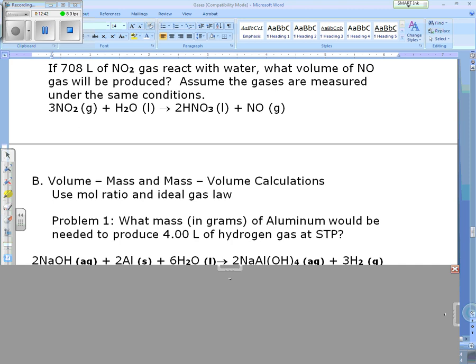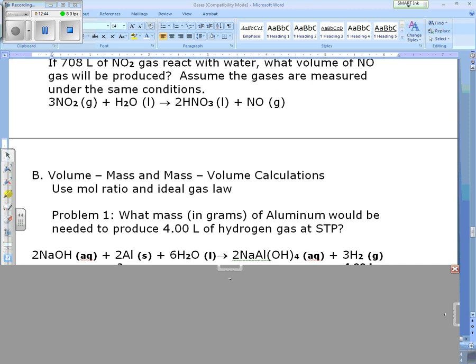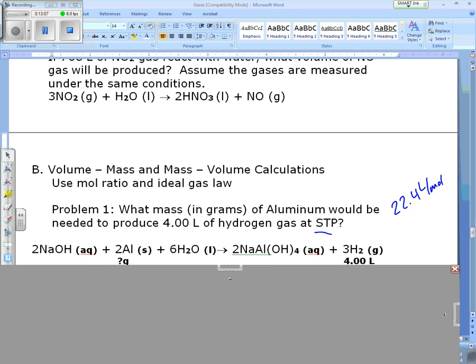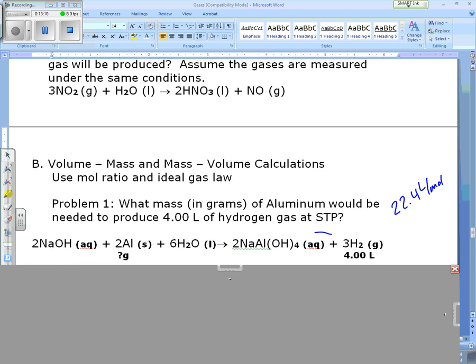All right, so this first one, I actually balanced this equation for you. Of course, you would want to balance an equation. This one's a little weird and intimidating. It says, what is the mass in grams of aluminum that would be needed to produce 4 liters of hydrogen gas at STP? Oh, it says at STP, so what are we going to use? 22.4 liters per mole. All right, we can use that. Go ahead and we'll draw a little map. And we have our grams of aluminum and our 4 liters of hydrogen gas.